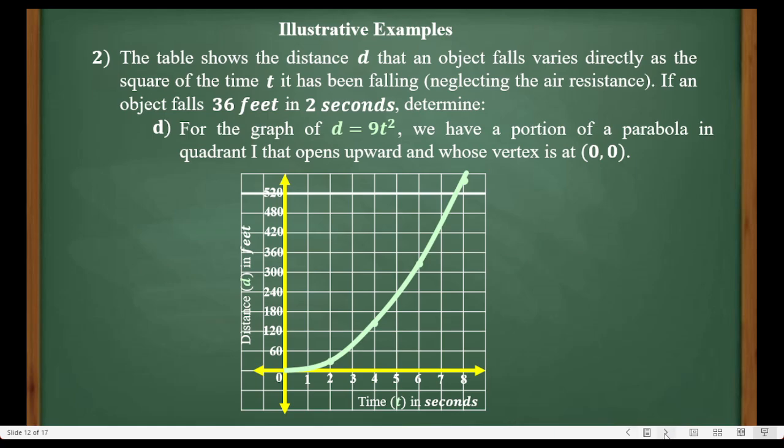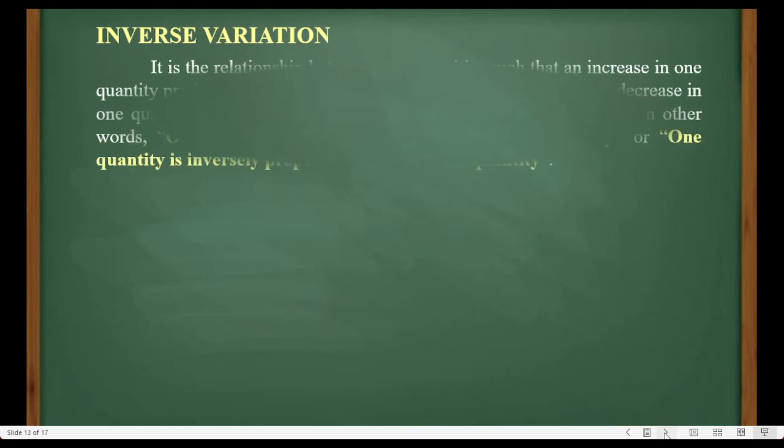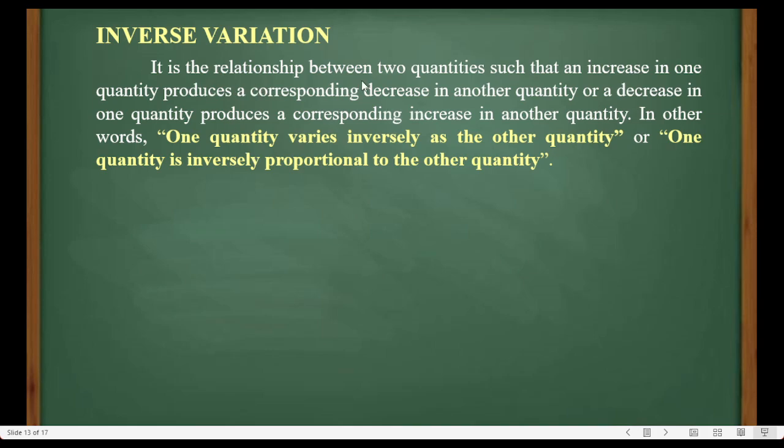Next, for the inverse variation, it is the relationship between two quantities such that an increase in one quantity produces a corresponding decrease in another quantity, and vice versa. In other words, one quantity varies inversely as the other quantity, or one quantity is inversely proportional to the other quantity.